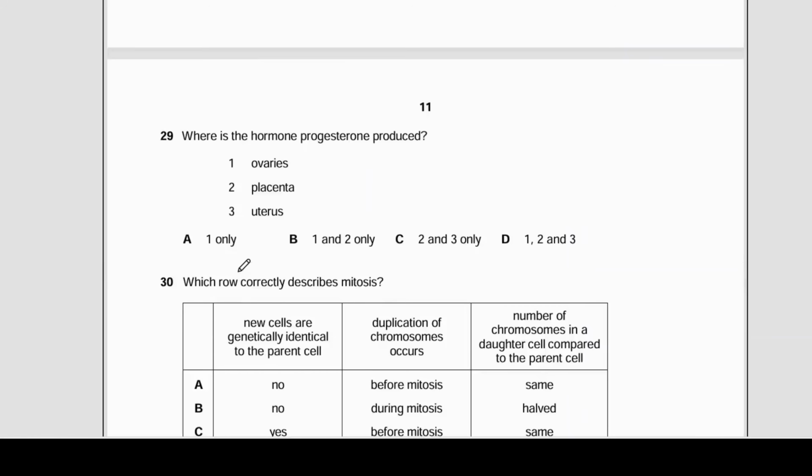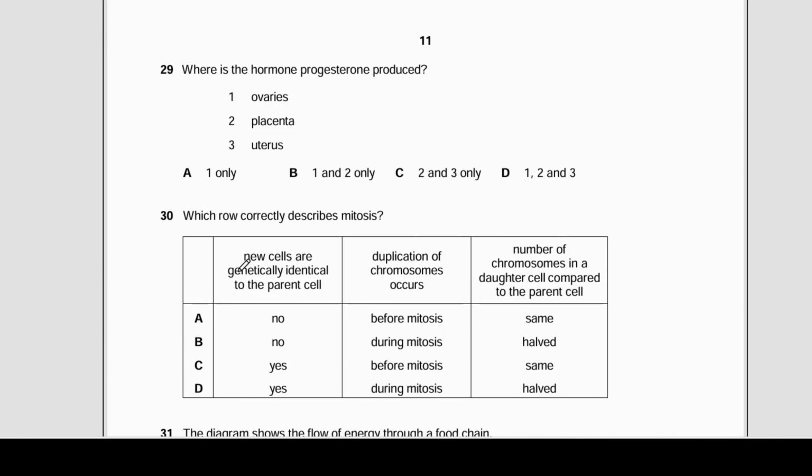Okay. Where is the hormone progesterone produced?